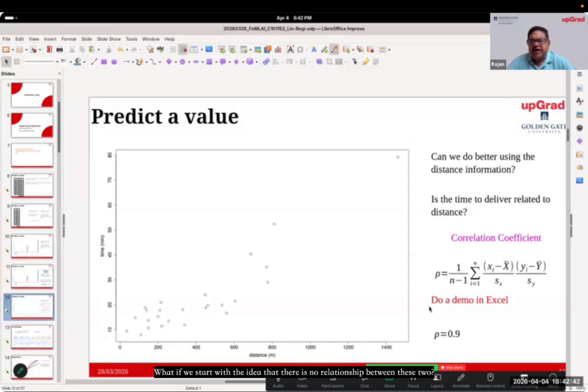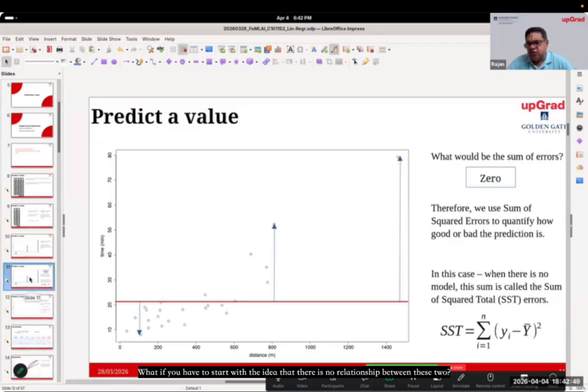What if we start with the idea that there is no relationship between these two? Okay. What if we were to start with the idea that there is no relationship between these two?